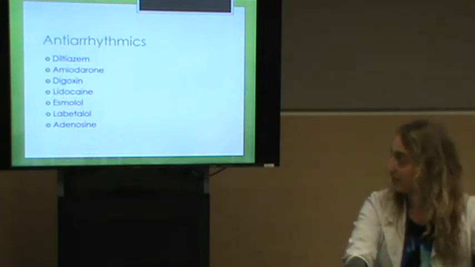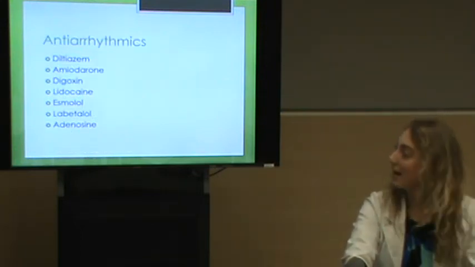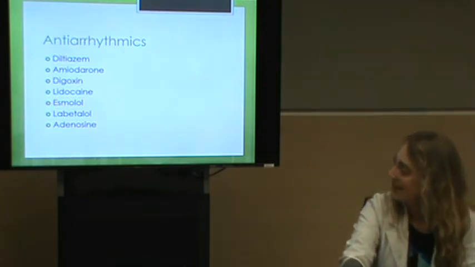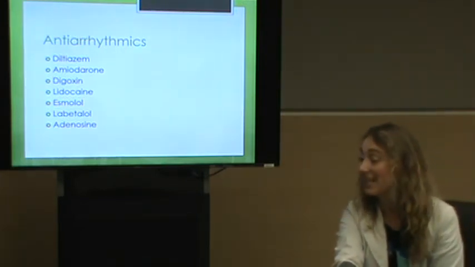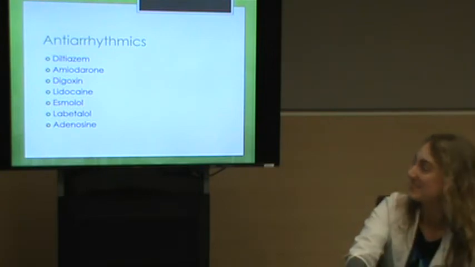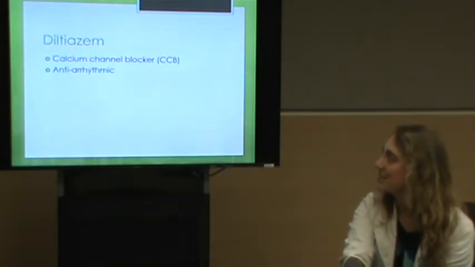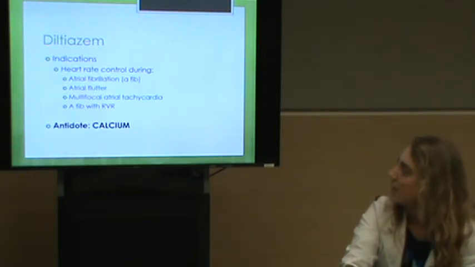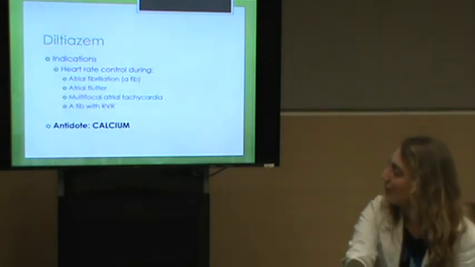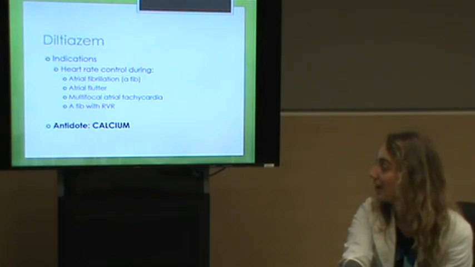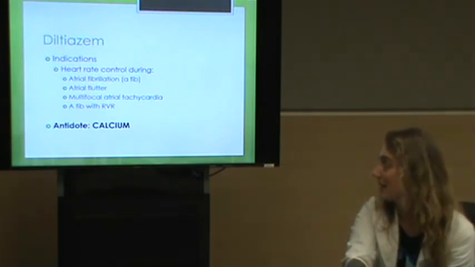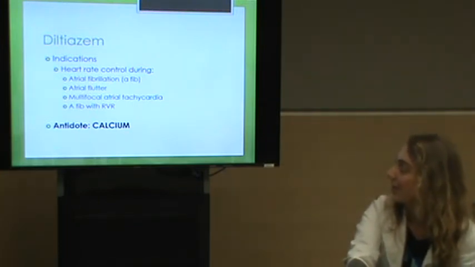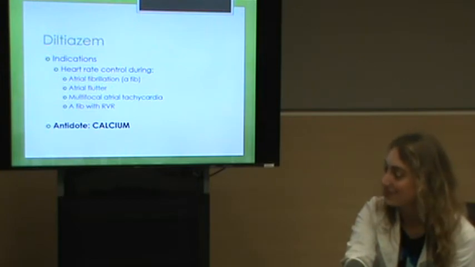Now, in terms of antiarrhythmics, we have diltiazem, amiodarone, digoxin, lidocaine, esmolol, labetalol, adenosine. There are many more, but these are just the ones that we're going to fly through real quick. So diltiazem is a calcium channel blocker. It is an antiarrhythmic as well. You use it for heart rate control during AFib, aflutter, AFib with RVR, and multifocal atrial tachycardia. The antidote, because it is a calcium channel blocker, is calcium.